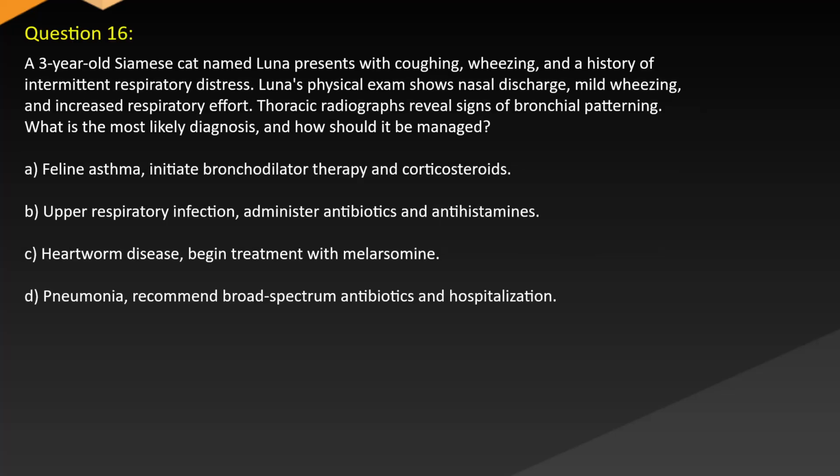A 3-year-old Siamese cat named Luna presents with coughing, wheezing, and a history of intermittent respiratory distress. Luna's physical exam shows nasal discharge, mild wheezing, and increased respiratory effort. Thoracic radiographs reveal signs of bronchial patterning. What is the most likely diagnosis and how should it be managed? A. Feline asthma. Initiate bronchodilator therapy and corticosteroids. B. Upper respiratory infection. Administer antibiotics and antihistamines. C. Heartworm disease. Begin treatment with meloxicam. D. Pneumonia. Recommend broad-spectrum antibiotics and hospitalization.